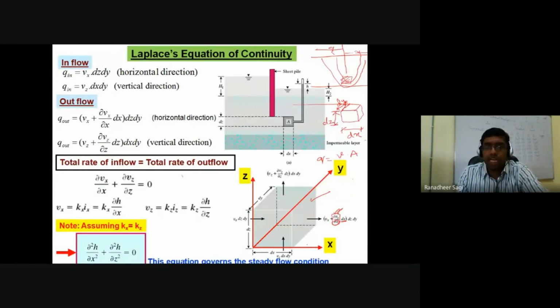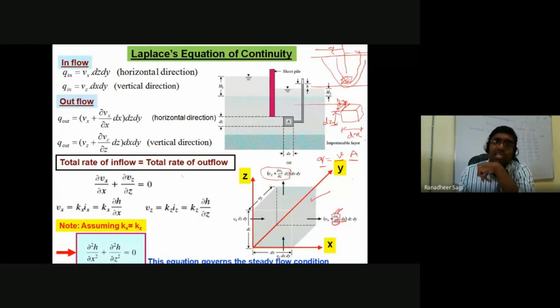In a similar way, if I say Vz is the velocity with which the water particle is entering into the soil element in z direction, then Vz plus dou Vz by dou z into dz is going to be the velocity with which the water particle is going to come out of the soil element. Okay, and what is the cross-sectional area? Because if I want to calculate the flow rate, velocity is something I have understood: the velocity with which the water enters the element and the velocity with which it leaves the soil element.